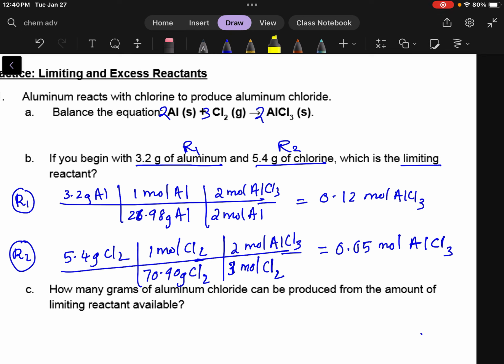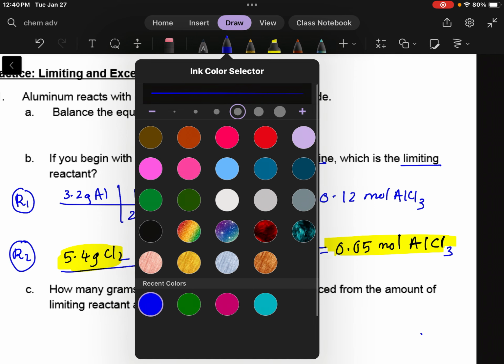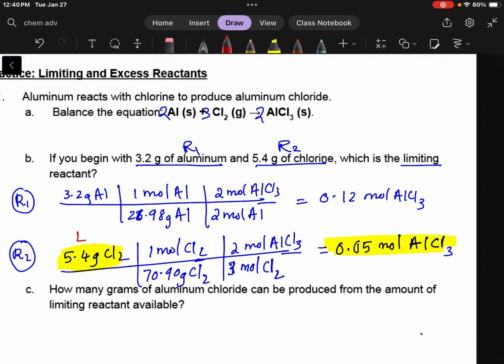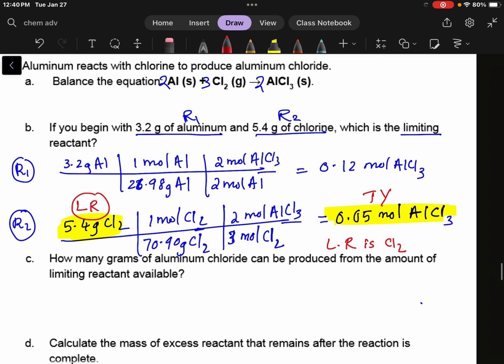Okay, now see the answers. Which one is the lowest amount? This is the lowest amount. That means whatever the reactant gave you, the lowest amount is what? That is the limiting reactant, and this is your theoretical yield in moles. So your limiting reactant is chlorine.